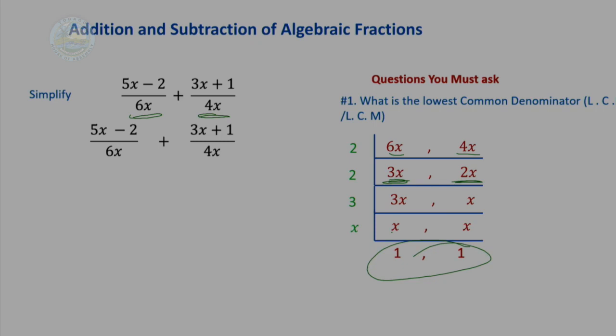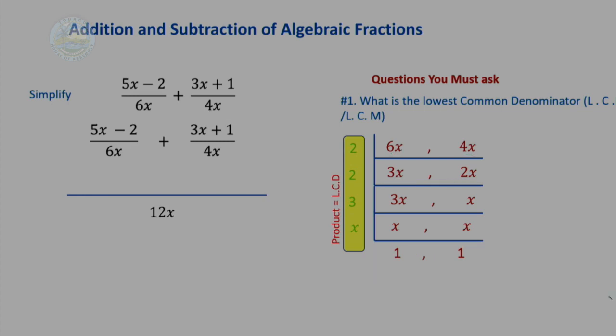What is our lowest common denominator? Our lowest common denominator is all of these here being multiplied. It is x by 3 by 2 by 2. And that is going to give us 12x.